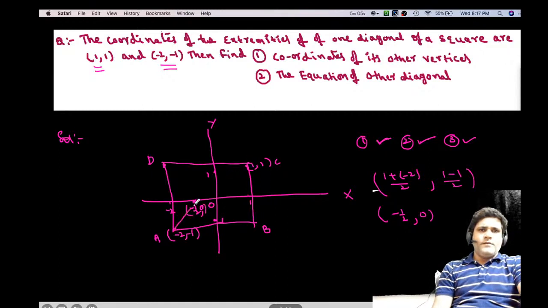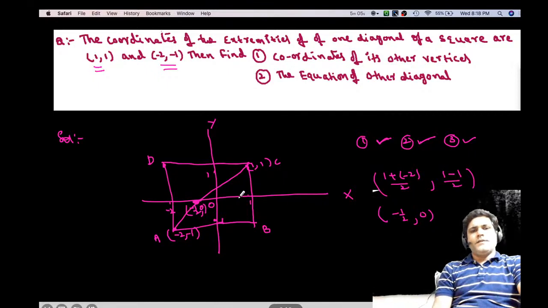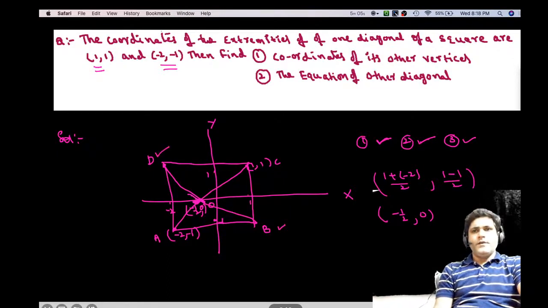So if we join these two vertices, they meet at this point, minus 1 by 2 comma 0, on the x-axis. Therefore now we need to find the vertices and equation of the other diagonal. So diagonals bisect. If we join this other diagonal, it meets at minus 1 by 2 comma 0 only. So now what do we need to find? The coordinates of B and D we need to calculate.